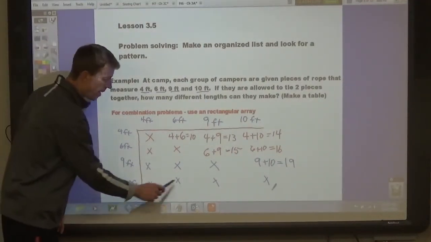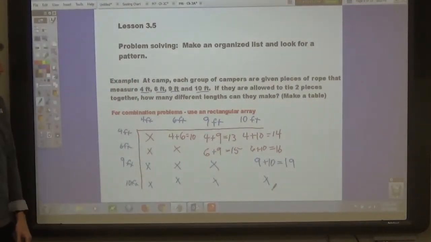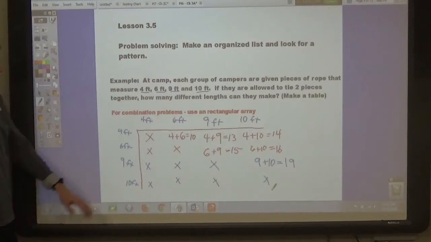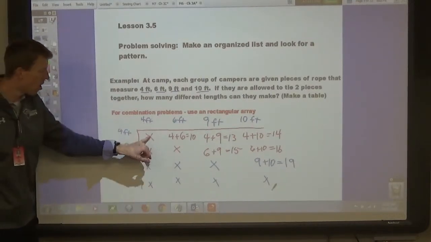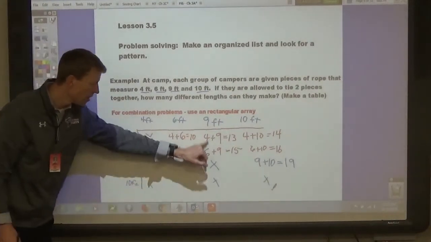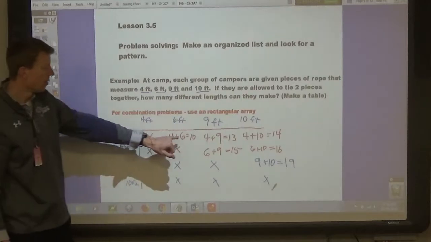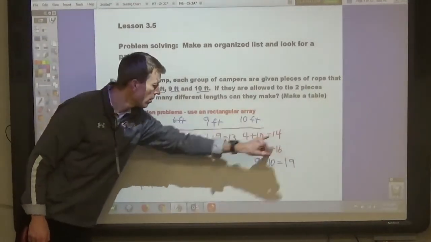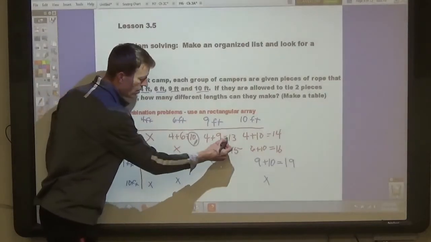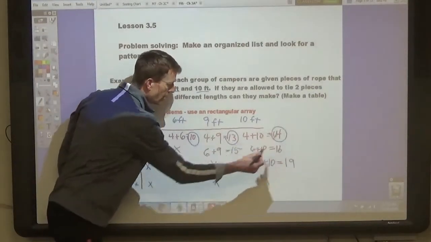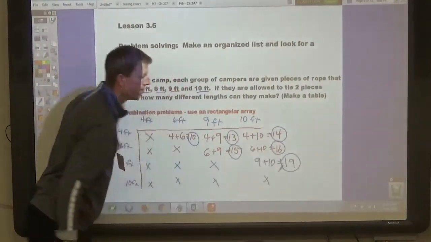So, the 10-foot rope has already been used with all of them. Okay? Now, what we can do with this list is see that all of the possibilities have been used, and you can answer the question by looking at all of the different lengths that you can make. You can make a 10-foot, a 13-foot, a 14-foot, a 15-foot, a 16-foot, or a 19-foot.